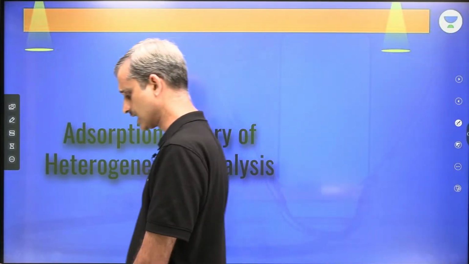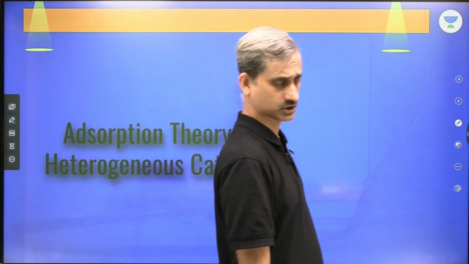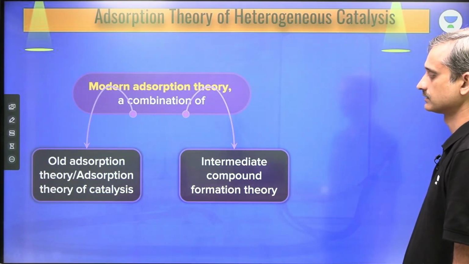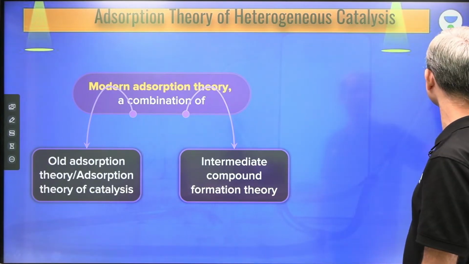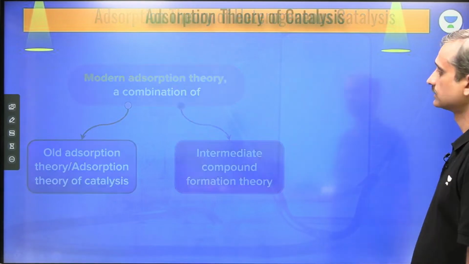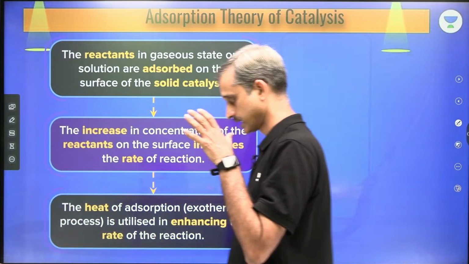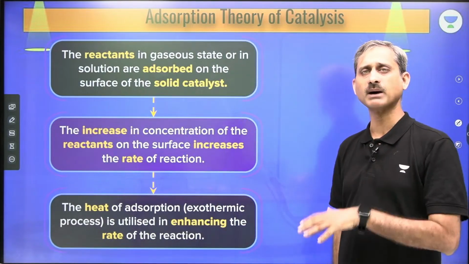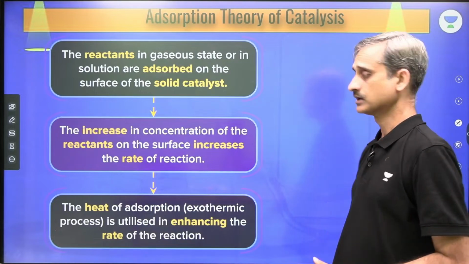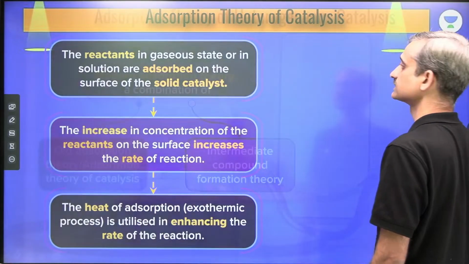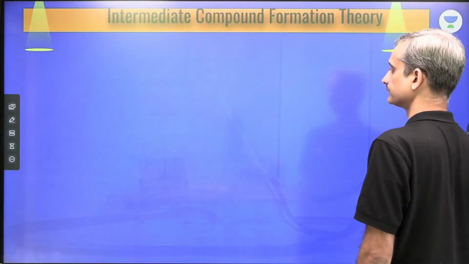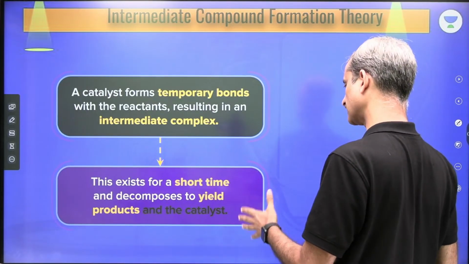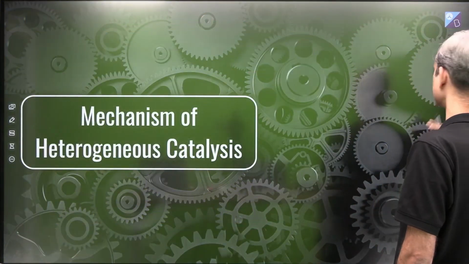The heterogeneous catalysts are explained using the adsorption theory. So we are going to talk about the adsorption theory of heterogeneous catalysis. Clear? We talk about this modern adsorption theory. What is the adsorption theory? The reactant is adsorbed onto the surface of the catalyst, which decreases the bond strength between the atoms of the reactant, which then breaks, and another bond is formed. Clear? So the catalyst forms temporary bonds with the reactant, resulting in an intermediate complex. This exists for a short time and decomposes to yield the products. So here we have the mechanism.